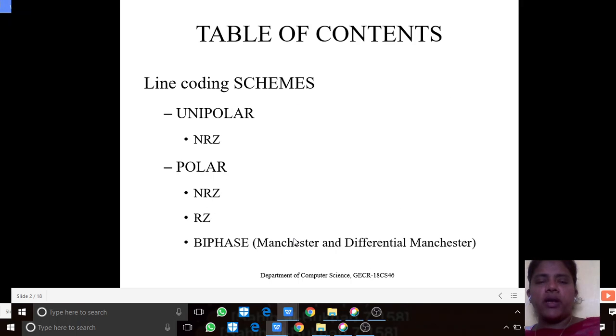I am here to present session 3, digital transmission, in the subject data communication. The topics which will be discussed in this session are different line coding schemes: unipolar and polar. In unipolar, non-return to zero; in polar, non-return to zero, return to zero, and biphase. These are the different line coding schemes that will be discussed.